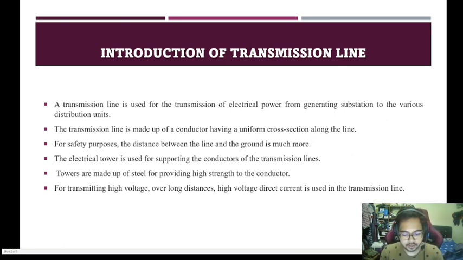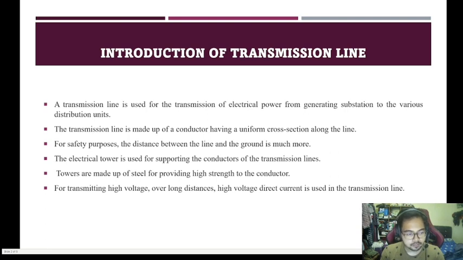Introduction of transmission line. A transmission line is used for the transmission of electrical power from generating substation to the various distribution unit. It transmits the wave of voltage and current from one end to another. The transmission line is made up of a conductor having a uniform cross-section along the line. For safety purpose, the distance between the line and the ground is much more. The electrical tower is used for supporting the conductor of the transmission line.